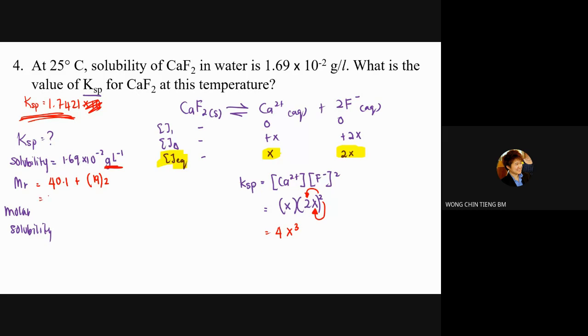Getting over the 78.1 gram per mole, correct? And to find the molar solubility, tukar kepada solubility, darab molar mass. So you will be taking 1.69 times 10 to the power of negative 2. Tekan calculator betul-betul, darab 78.1. You will then get the value over here. Betul ke? Oh, sorry. Molar solubility to molar solubility. Sorry, divide.